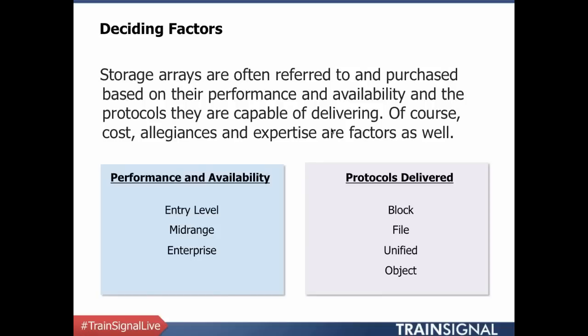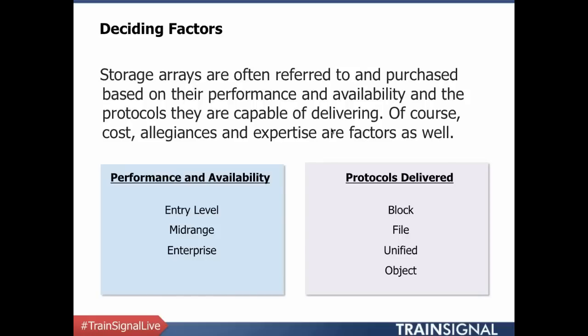From a performance and availability perspective, from an EMC storage line, you're looking at entry level, which would be the VNX-E, mid-range, which would be VNX and I would say Isilon, and then enterprise, you're looking at VMAX, so it's the Symmetrix line. And from the protocols delivered, you're looking at block, so your FC, iSCSI, and FCoE protocols. From a file perspective, you're looking at NFS and CIFS. Unified would be both block and file, and then object would be REST and SOAP protocols.